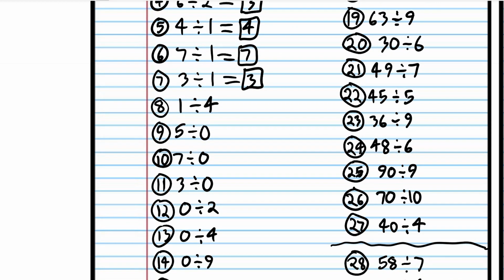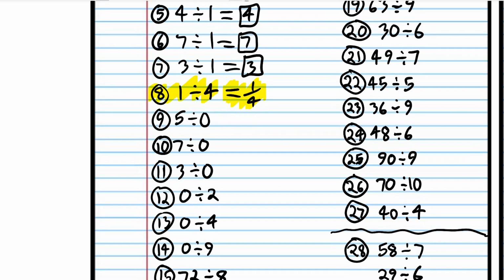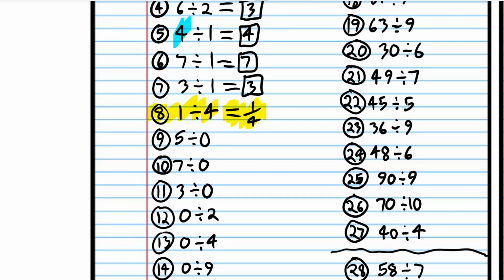Now, if you flip the order of the numbers, you're going to get a fraction. 1 divided by 4 is 1/4, because 4 doesn't go into 1. Only 1/4 of 4 goes into 1. So it would be a fraction, but you don't have to worry about fractions now. We're going to learn those later, so you don't have to worry about this particular problem. But you do need to remember that any number divided by 1 is just the original number.